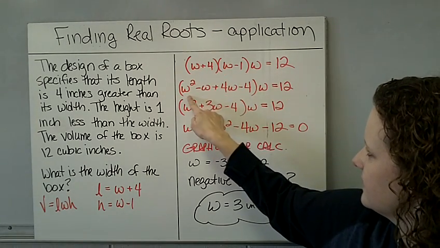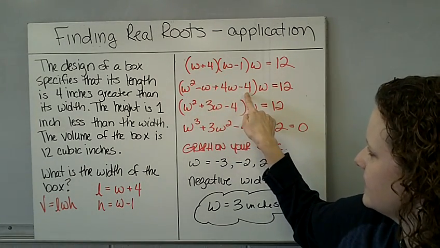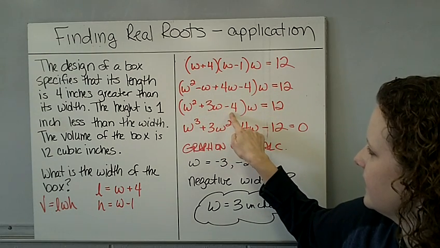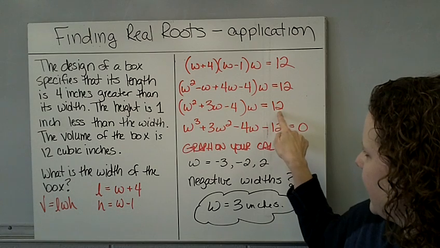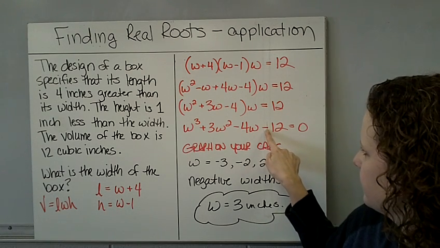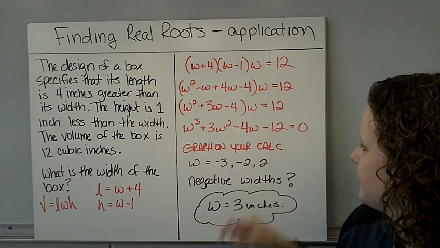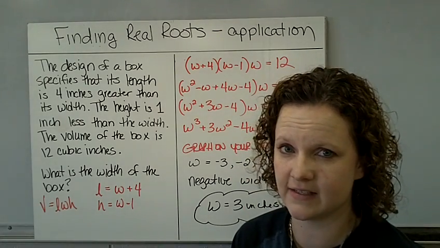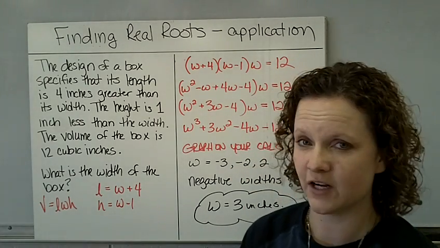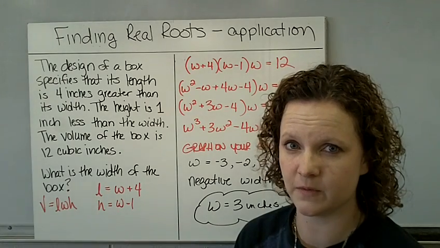I FOILed this. First, outer, inner, last. Simplified, collected like terms, and then I multiplied everything by W and subtracted 12 from both sides. I graphed this on my calculator. I found that it crosses the x-axis at 3 spots. I can also look in the table and see where y equals 0.